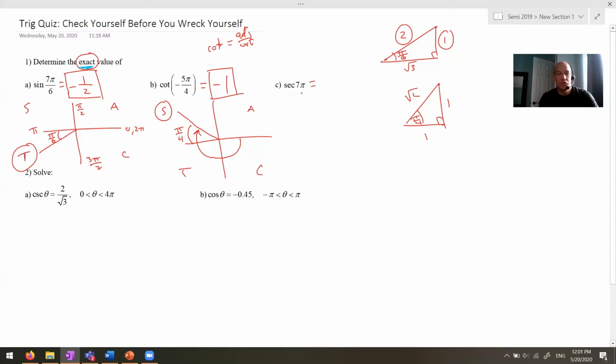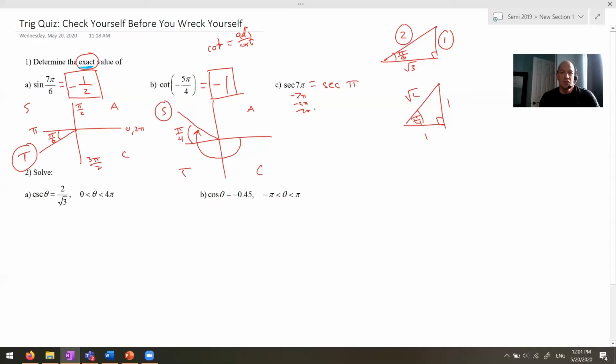So I'm going to show you a little trick here. If you don't like an angle, you can add as many 2 pi's or subtract as many 2 pi's as you want, and you're going to get the same thing. So I'm going to subtract 2 pi three times, or I'm going to subtract 6 pi. Turns out secant of 7 pi is the exact same thing as secant of pi.